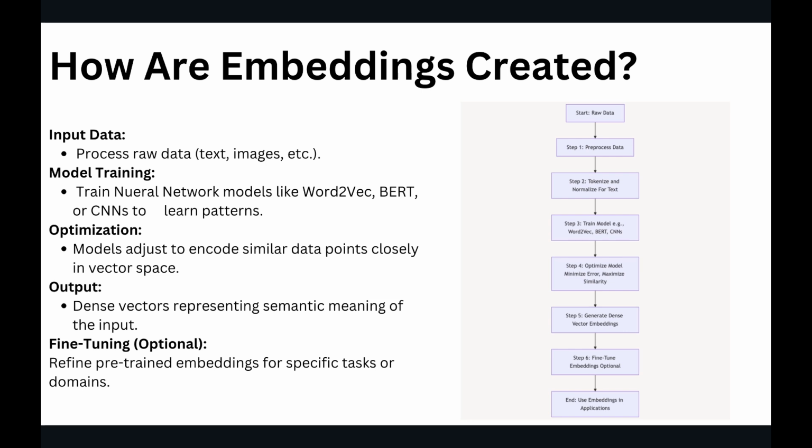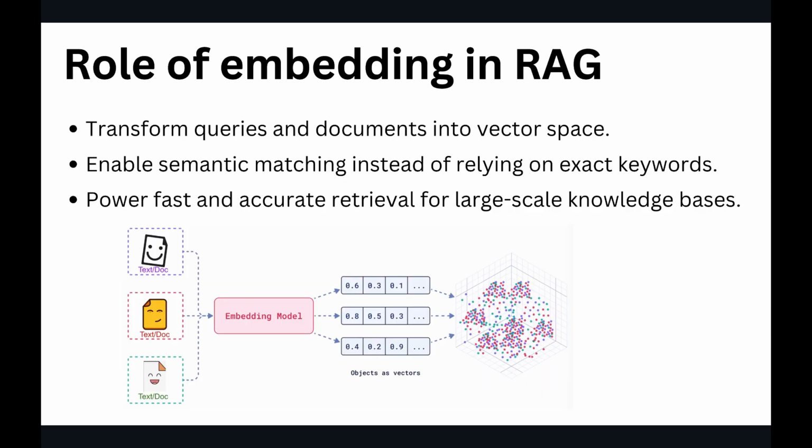So these embeddings are very useful for different downstream tasks like text classification, summarization, named entity recognition, or any text generation task, etc. The role of embedding in RAG.